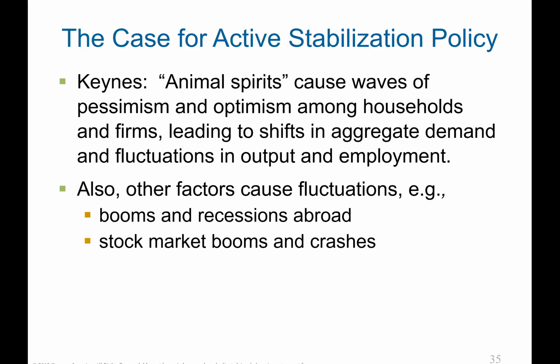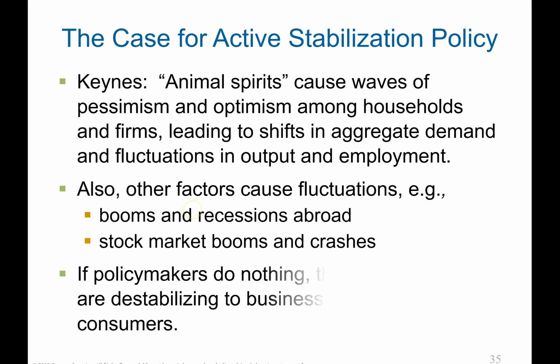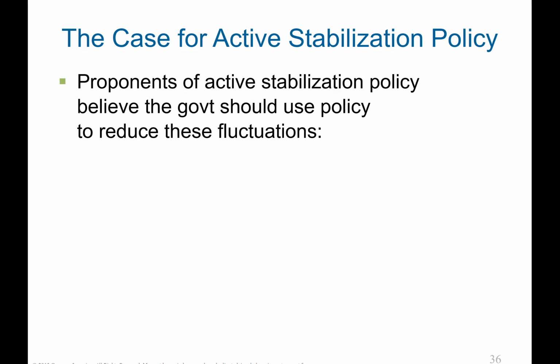Other factors can cause fluctuations besides just these, what Keynes termed animal spirits. Booms and recessions in other countries, the stock market behavior in this country, all of these cause changes. And again, this is another argument for the active use of government policy to stabilize economic changes. If policymakers do nothing, these economists argue, these fluctuations can be destabilizing to businesses, workers, and consumers. And so this is the case for active stabilization policy.